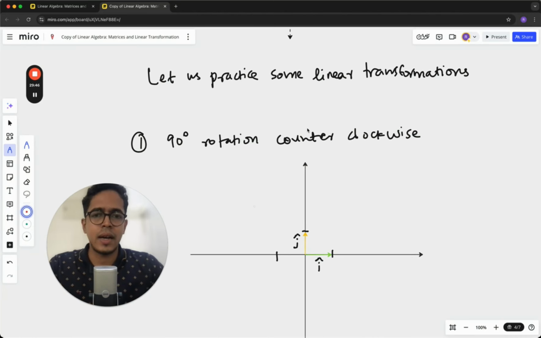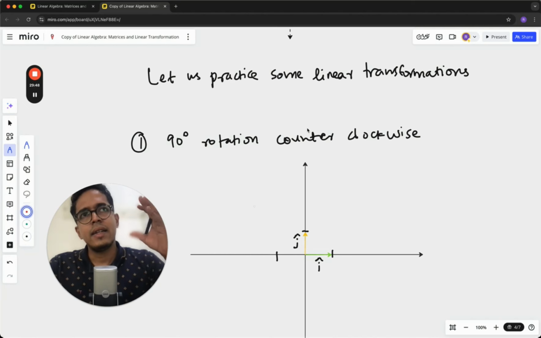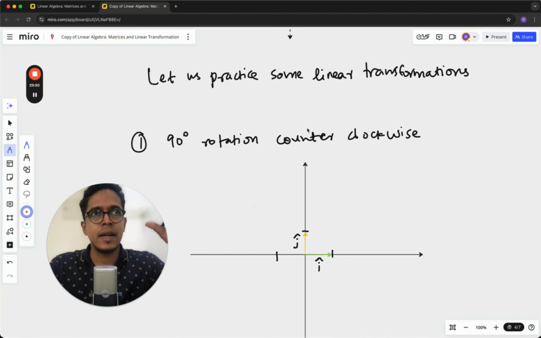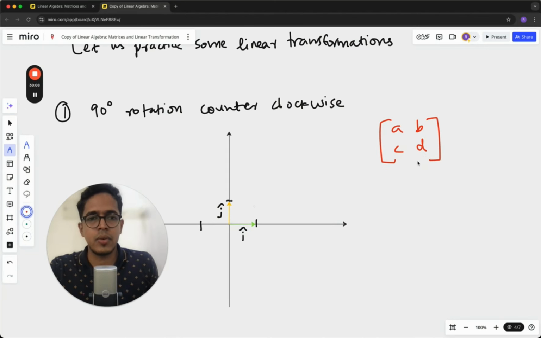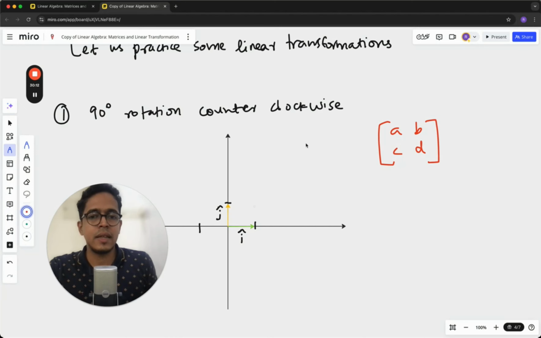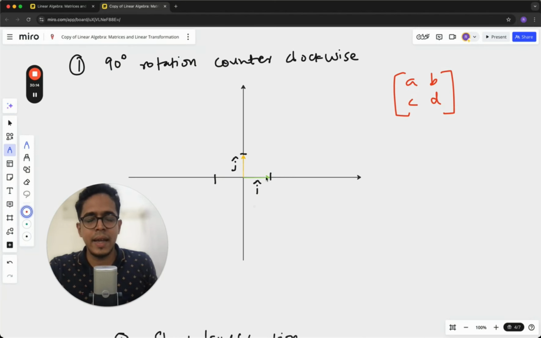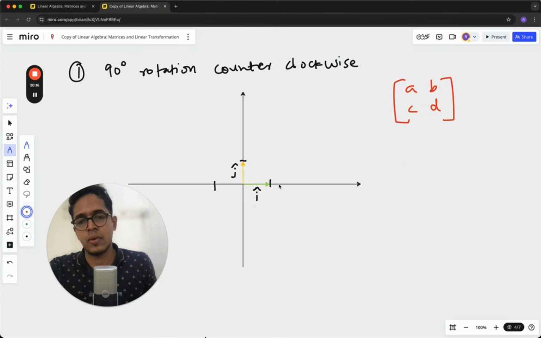So let's say someone asked you to write a 2 by 2 matrix that defines the linear transformation of a 90-degree counterclockwise rotation. If you were directly writing this matrix, A, B, C, D, what are the values of A, B, C, D? It's a little bit difficult to think about. But if you think of this transformation or matrix multiplication in terms of what happens to I and J, it's much easier to think about.